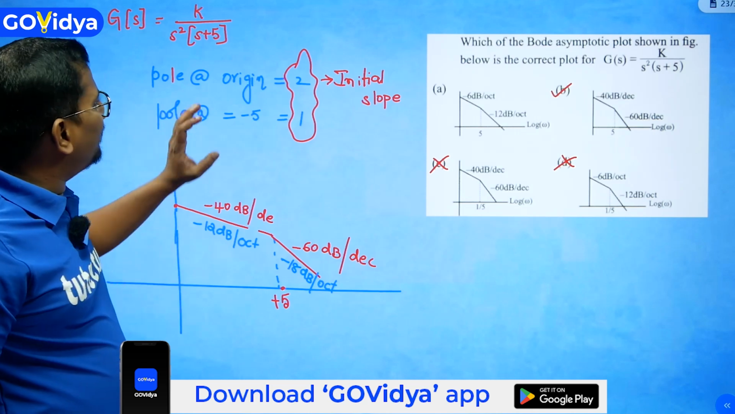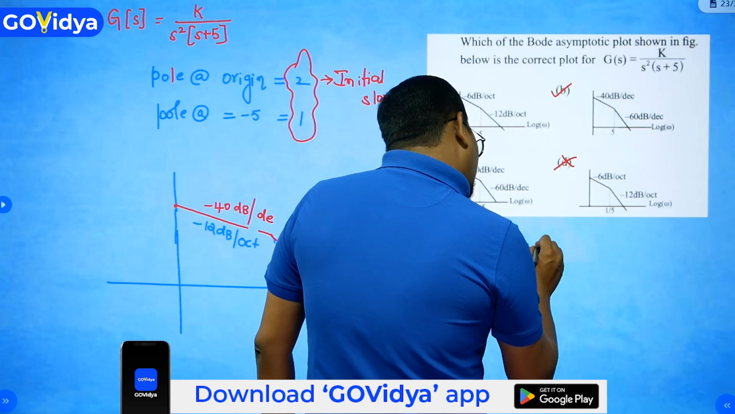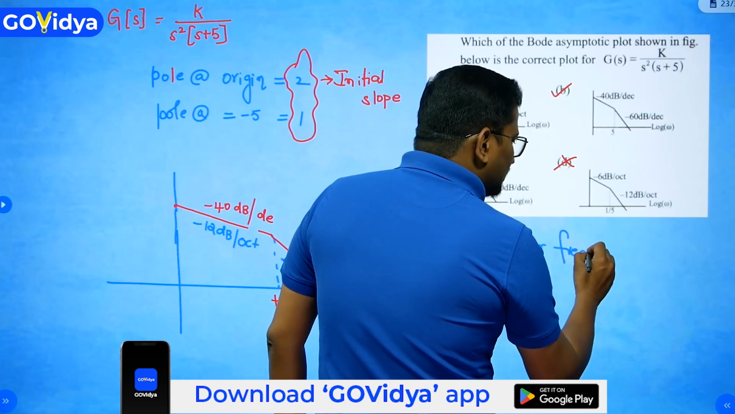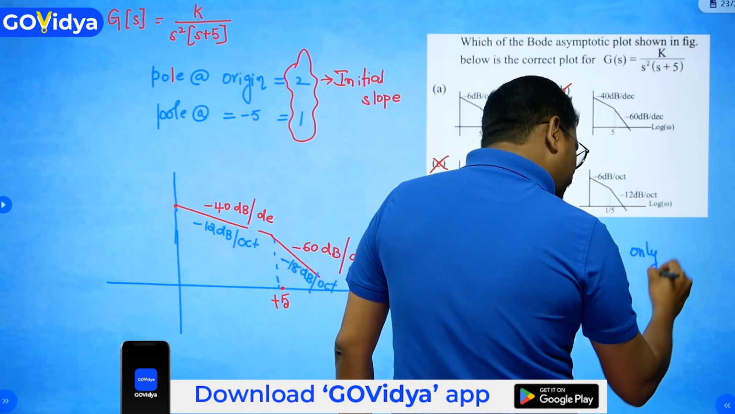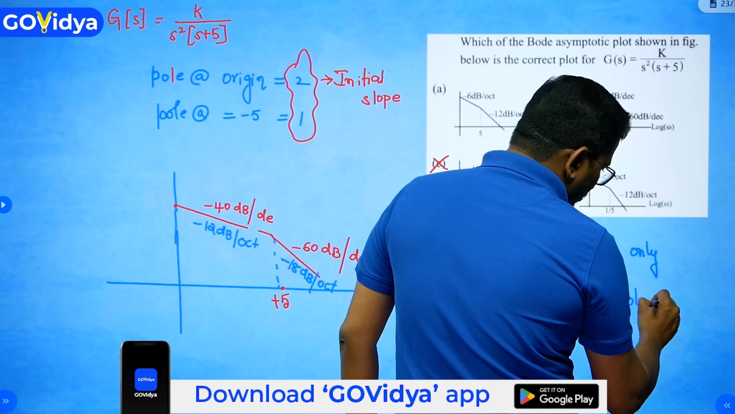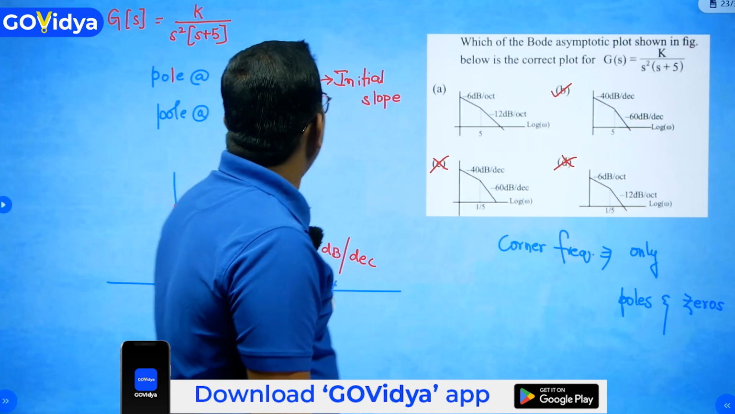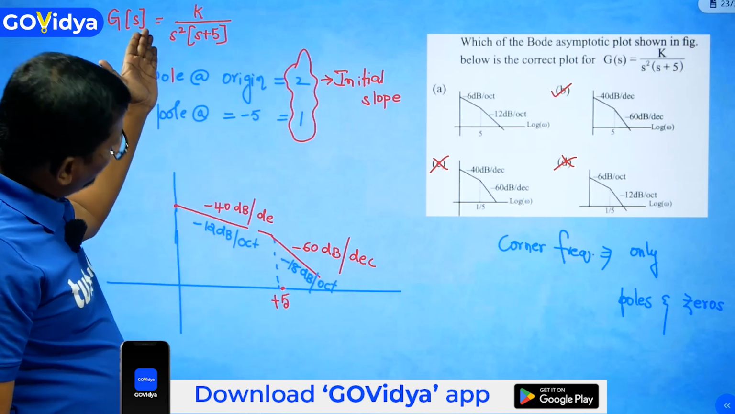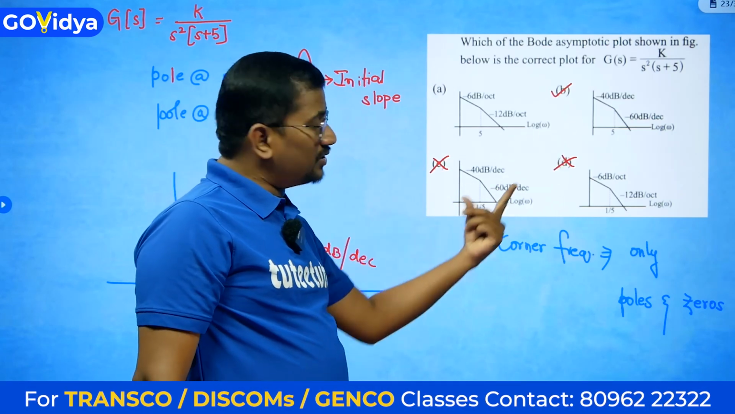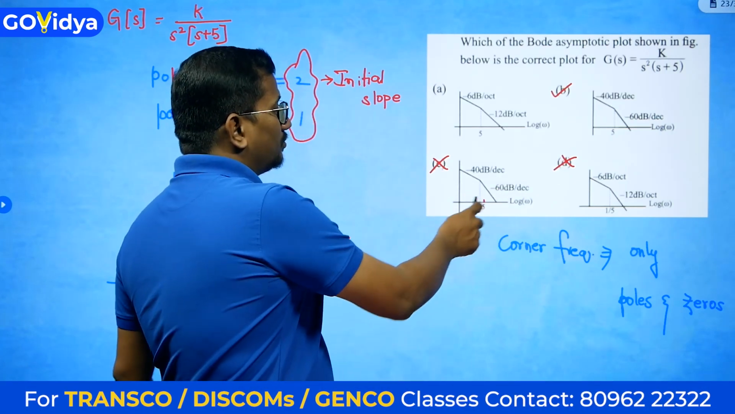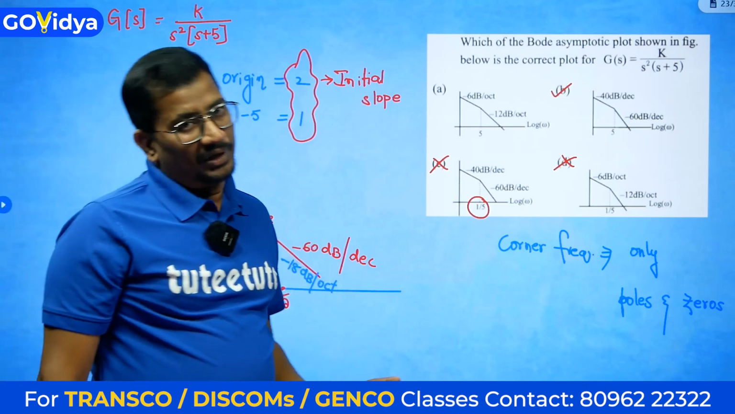The only thing you need to identify is the corner frequency. Corner frequencies mean what? Simply poles. You just remember like this: corner frequencies are nothing but only poles and zeros. Fortunately here there are no zeros, so straight away we can mark that only negative slope will come into the picture. Therefore minus 40, minus 60. This is not a pole, it is 1 by 5. Poles and zeros you have to take straight away. You need not do anything.